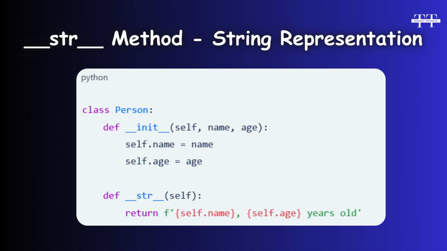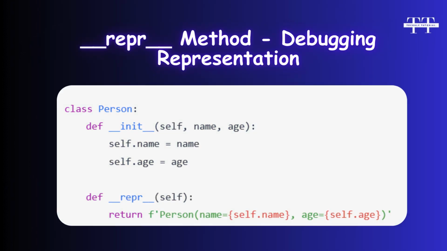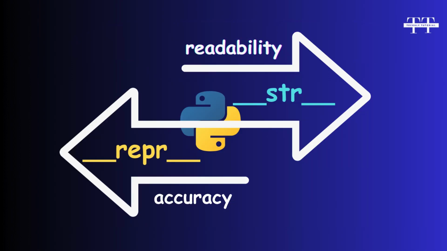The __str__ method is for end users, but for developers, we have __repr__. This method provides a detailed, unambiguous representation useful for debugging. While __str__ is about readability, __repr__ is about accuracy.